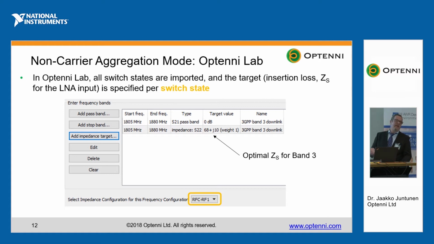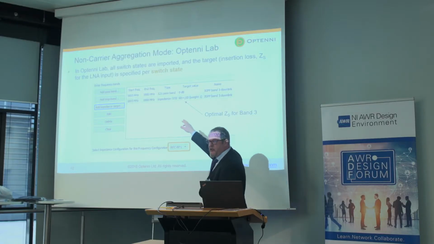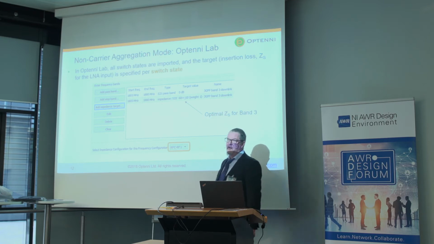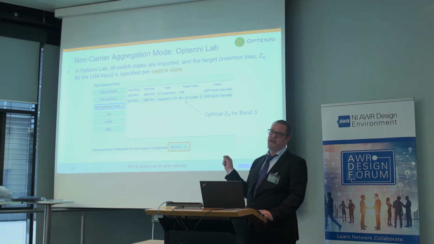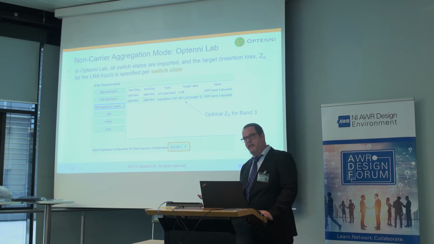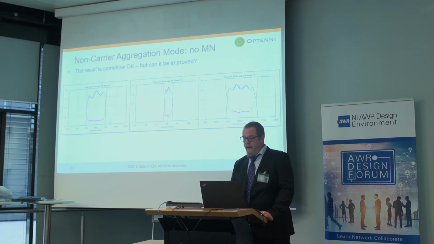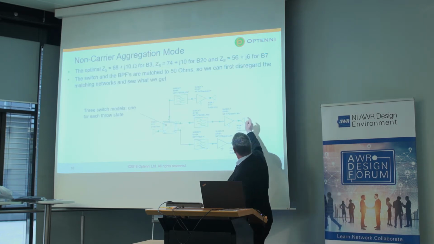From a practical perspective, we import all the switch states, in this case 3 different states, and then we assign what we call a frequency configuration. One of the switch states is called RFC to RF1. There we assign the optimal input gamma for the respective node, the second node in the system, and then an insertion loss target for the through path, for the S21. So port 2 is now the band 3 node. We repeat this for nodes 3 and 4: band 3, band 7, and band 20.